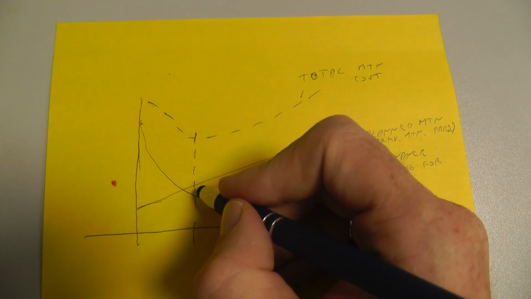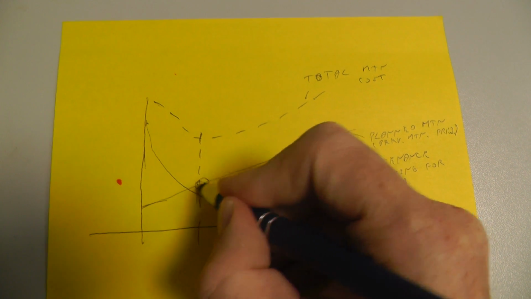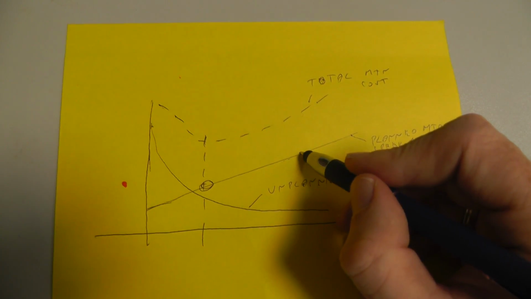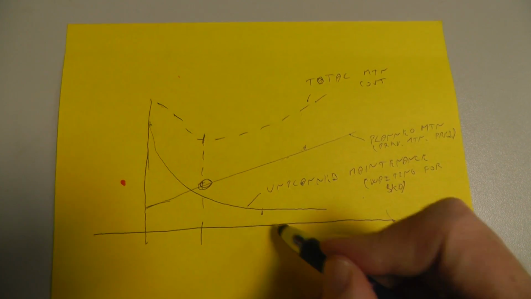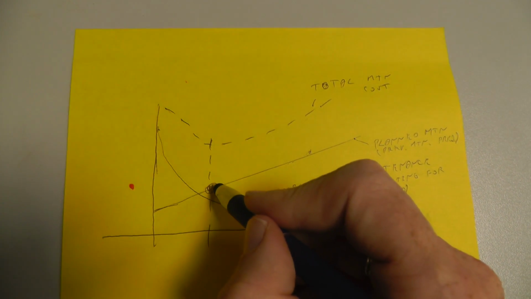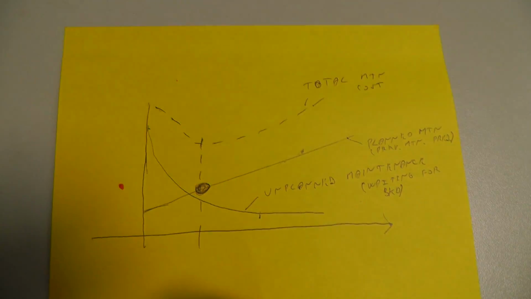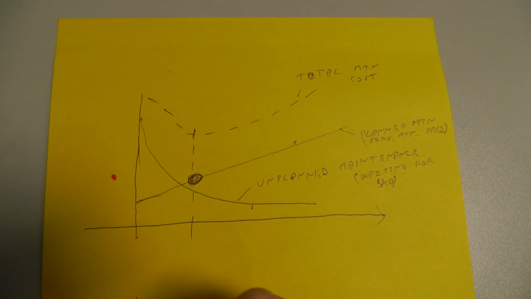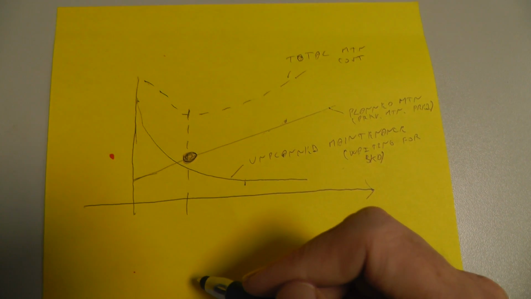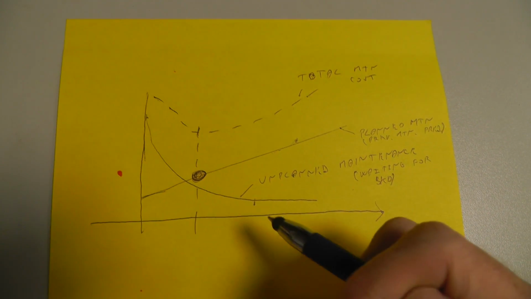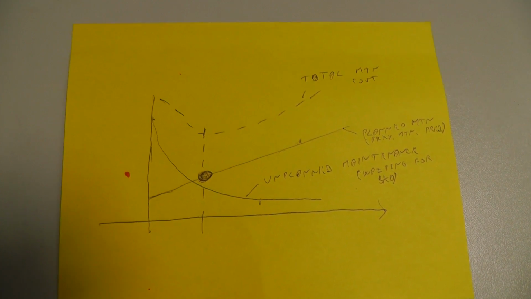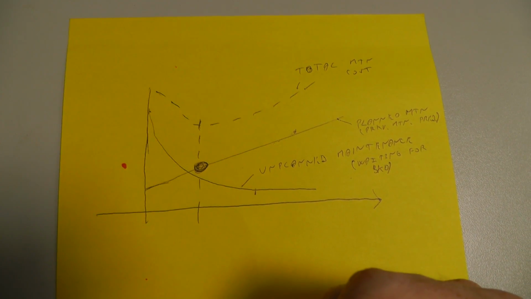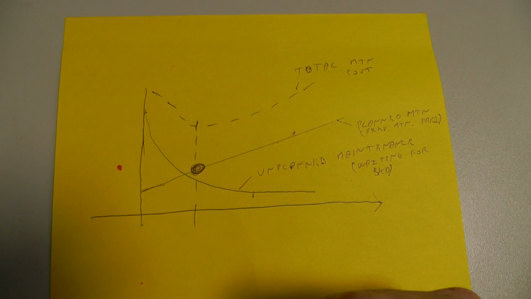So we need to find this point. Not too many preventive maintenance and not too many breakdowns. We need to find this point. So this is a graph, and this graph will show you the trade-off between planned and unplanned maintenance.